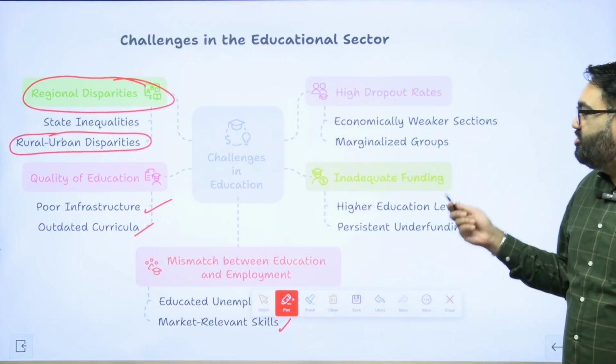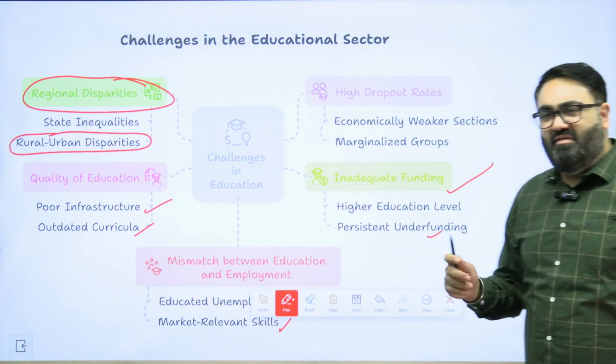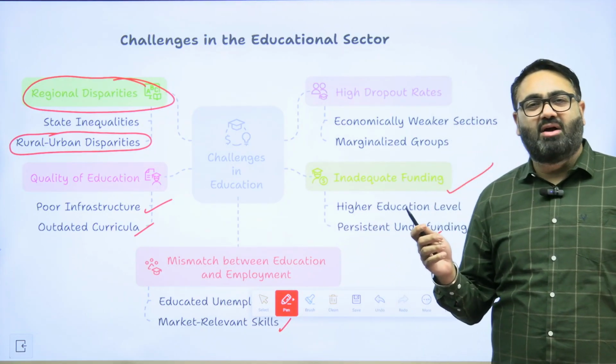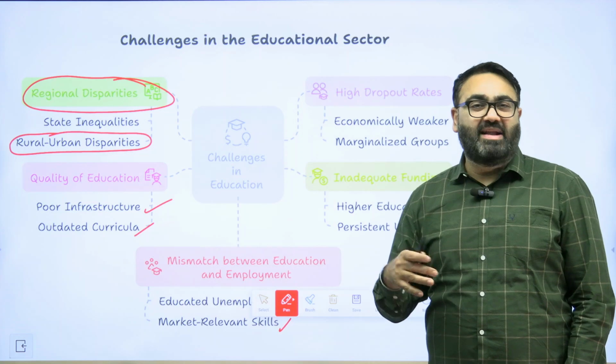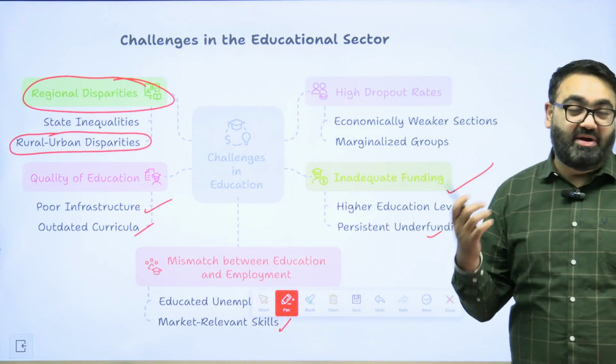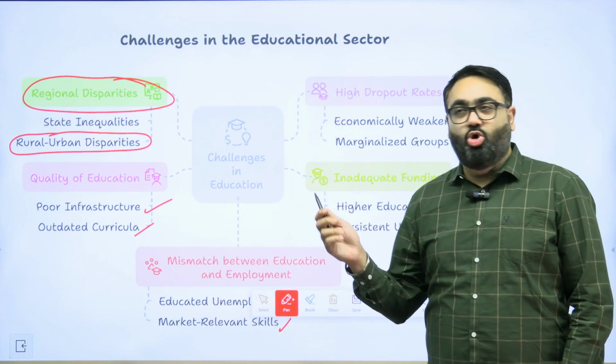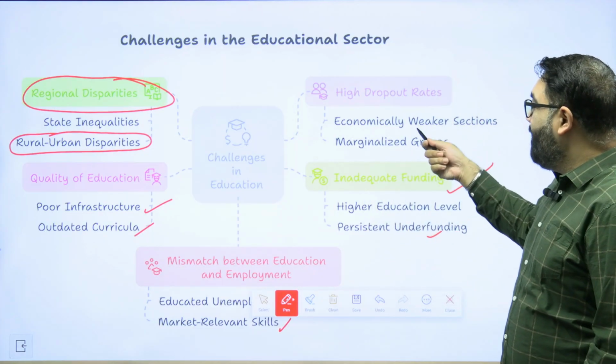There are also issues of inadequate funding. As we said, we are far away from the 6% mark of funding that the government is expecting to bring the expenditure on education to. We are nowhere close. There are also high dropout rates.